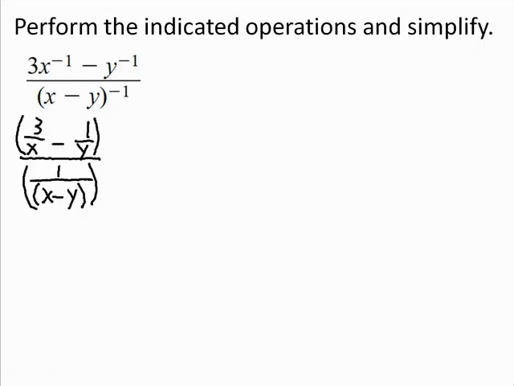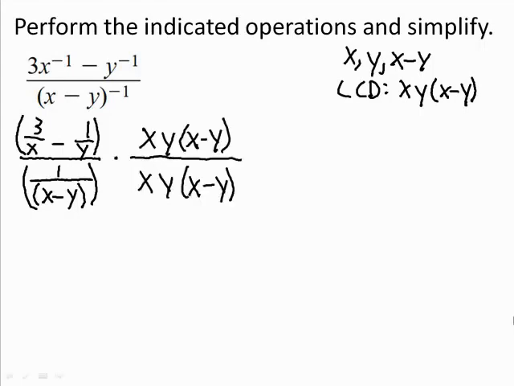There are fractions in both the numerator and denominator, so multiply both the numerator and denominator by the least common denominator of the fractions. The denominators are x, y, and x minus y. The least common denominator has to be the product of each factor. The least common denominator is x times y times the quantity x minus y. Multiply the numerators and denominators and distribute.